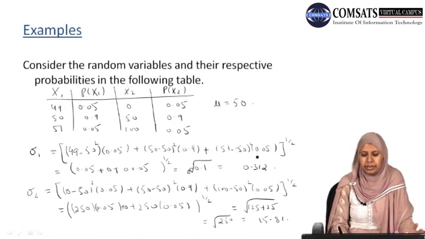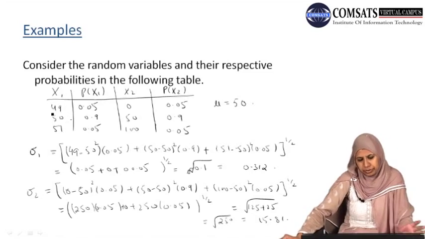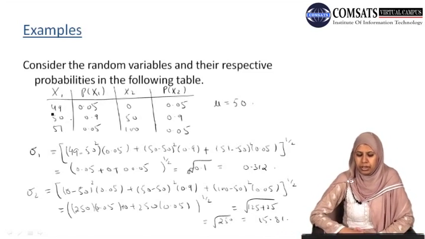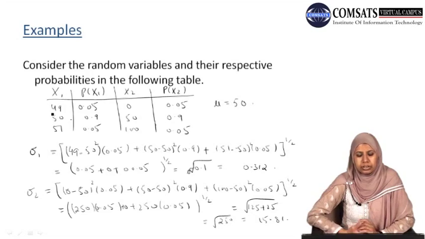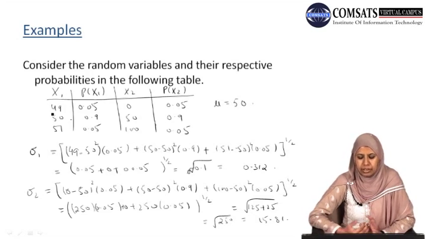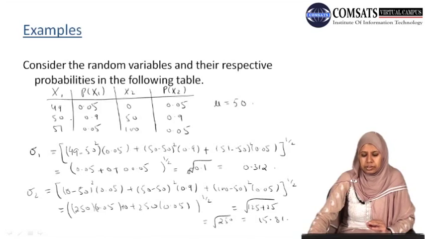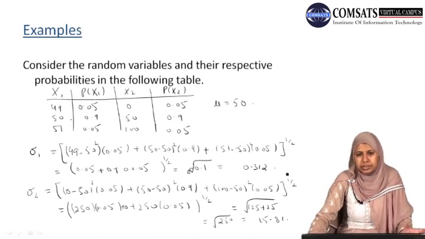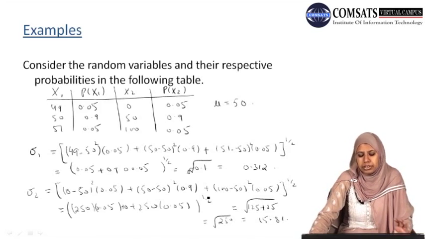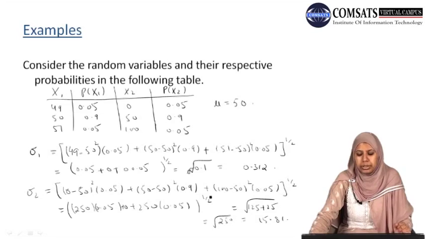So the standard deviation sigma 1 for our random variable x1 tells us that the values are very close to the mean. All the values in the data set are very close to the mean. And the standard deviation for our random variable x2 tells us that the values are far from the mean. That is, the smaller the standard deviation, the closer the values are to each other. The larger the standard deviation, the farther the values are from the mean.